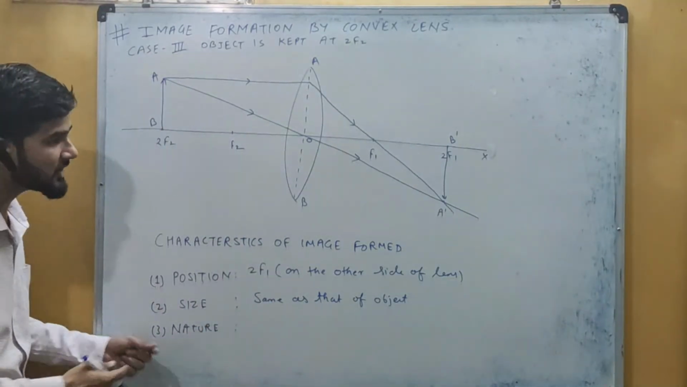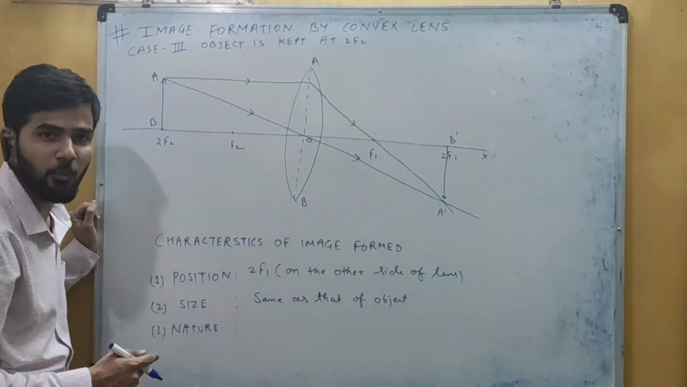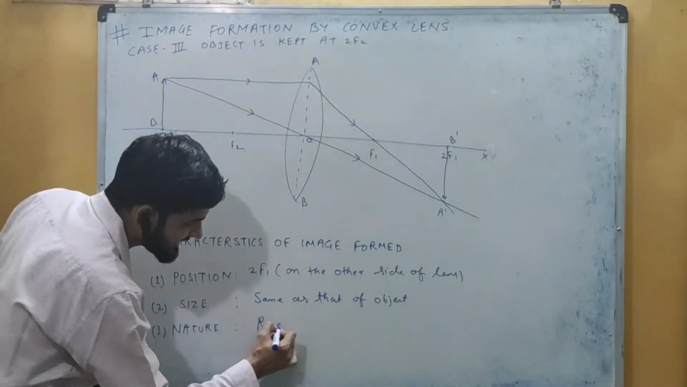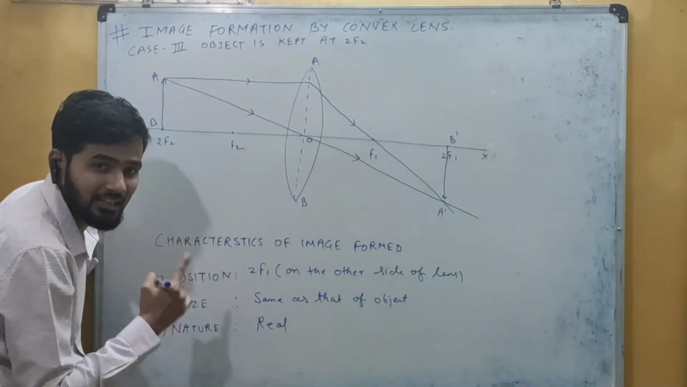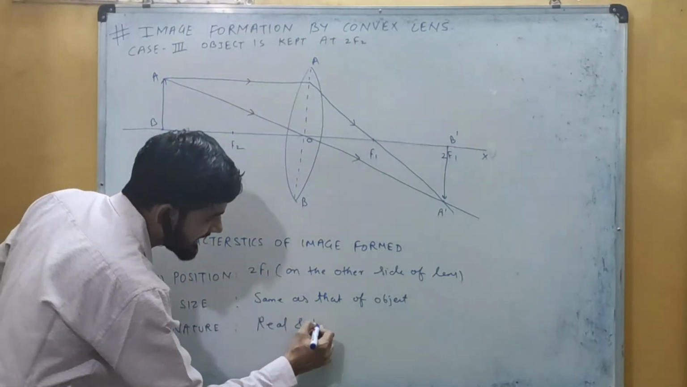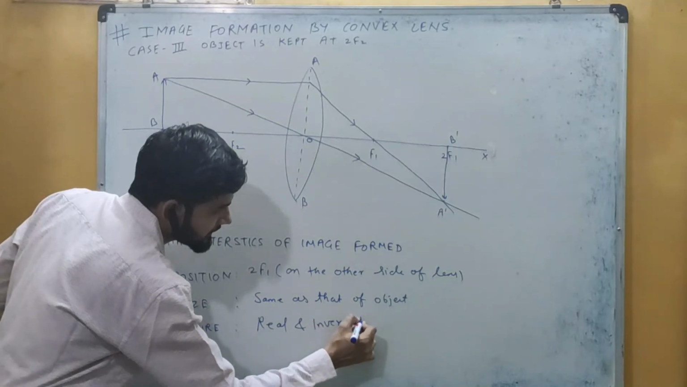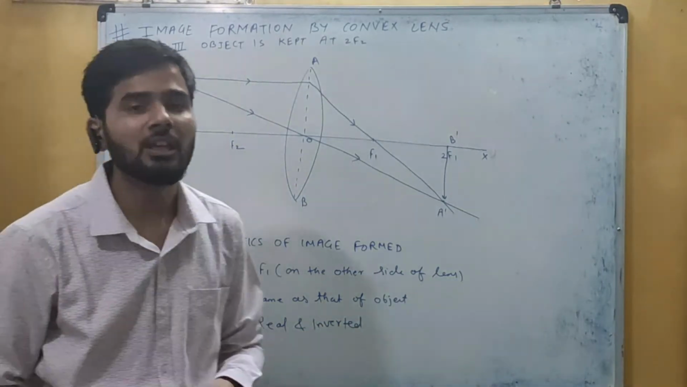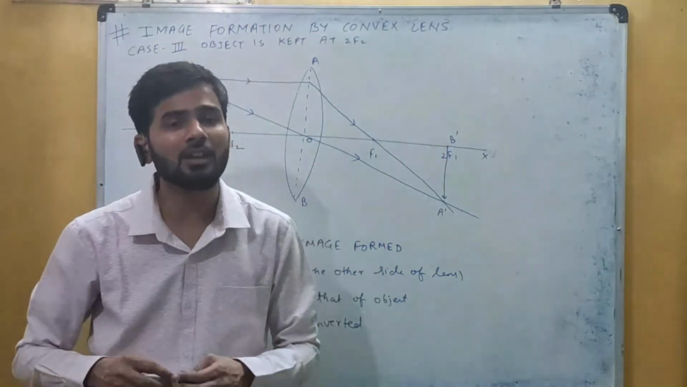Okay, now what about the nature? The light rays are actually meeting at a point. So which image will be formed here? It is a real image. So we can write a real image is always inverted, so it will be real and inverted. Okay, so in this way we can draw the image formation for the three cases.